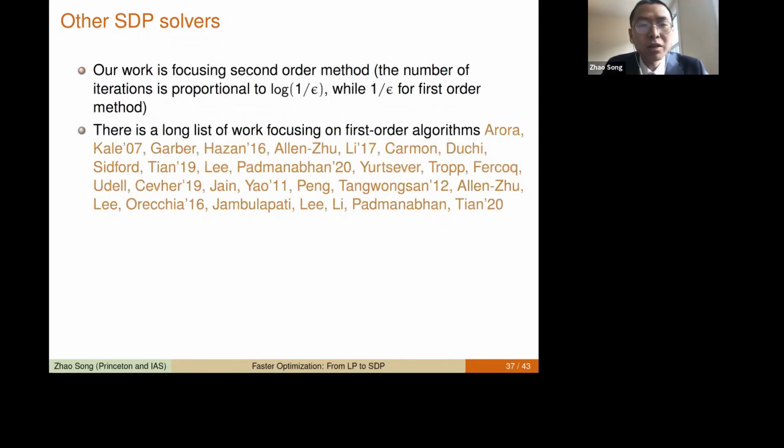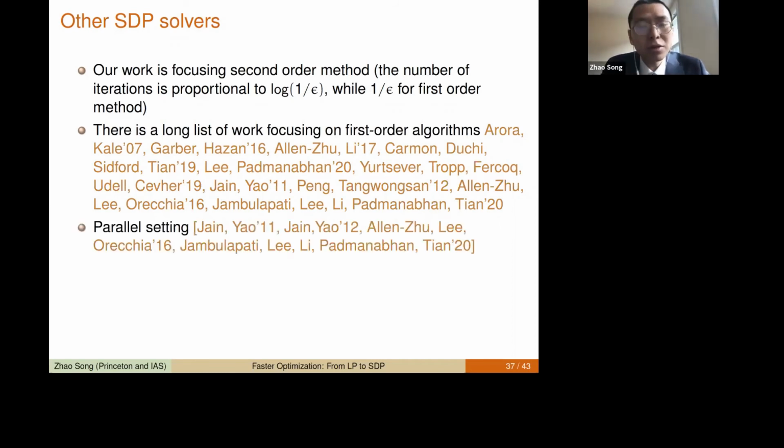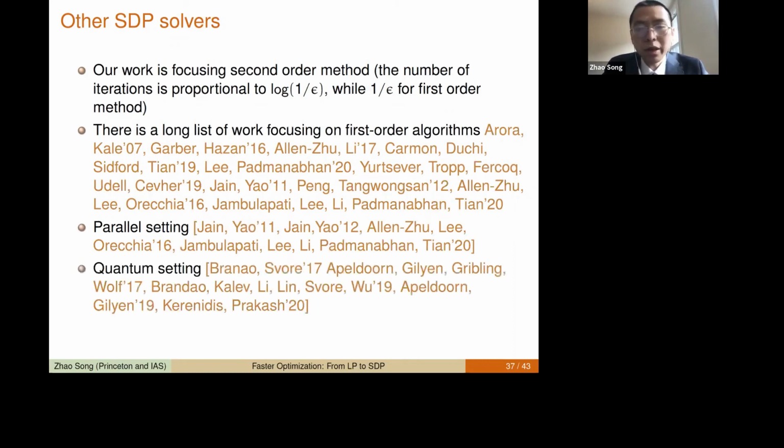There is a very long list of work focusing on first order methods. Those works can run much faster than our paper, because they are using first order methods, but their epsilon dependency is bad. Also, there are works developing parallel SDP solvers, and even quantum SDP solvers.